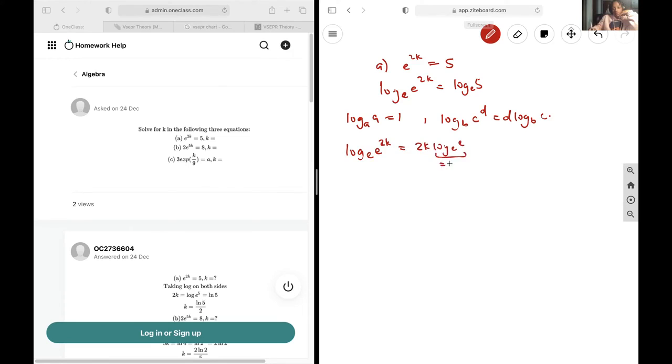This is going to become 1. So that's just going to be 2k. And we have said that that is going to be equal to log e 5. We also need to note that we have a shorthand notation for this. So log to the base of e of any number is the same thing as ln of a. This is going to be equal to ln 5. And then next up, we just want to isolate the k.